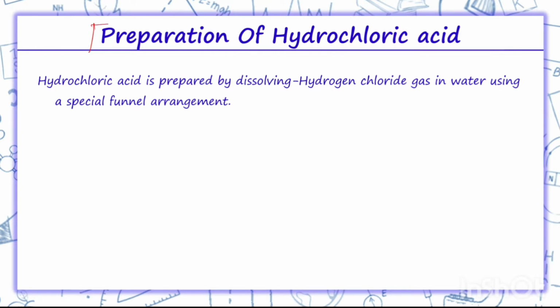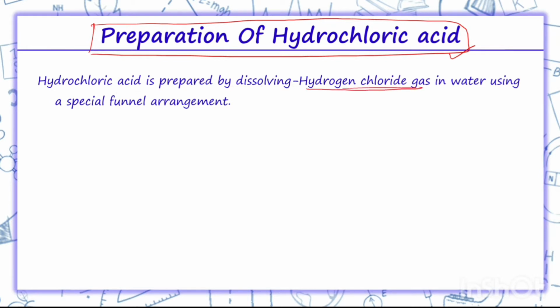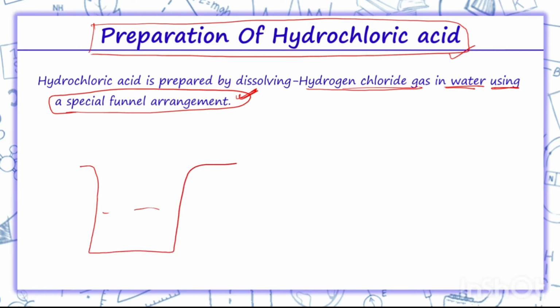So the very first topic is how to prepare hydrochloric acid. Hydrochloric acid is prepared by dissolving hydrogen chloride gas in water using special funnel arrangement. Now see why we are using special funnel arrangement. If direct absorption of HCl gas in water is done, like this is a beaker containing water, and directly HCl gas is absorbed from here using a delivery tube.